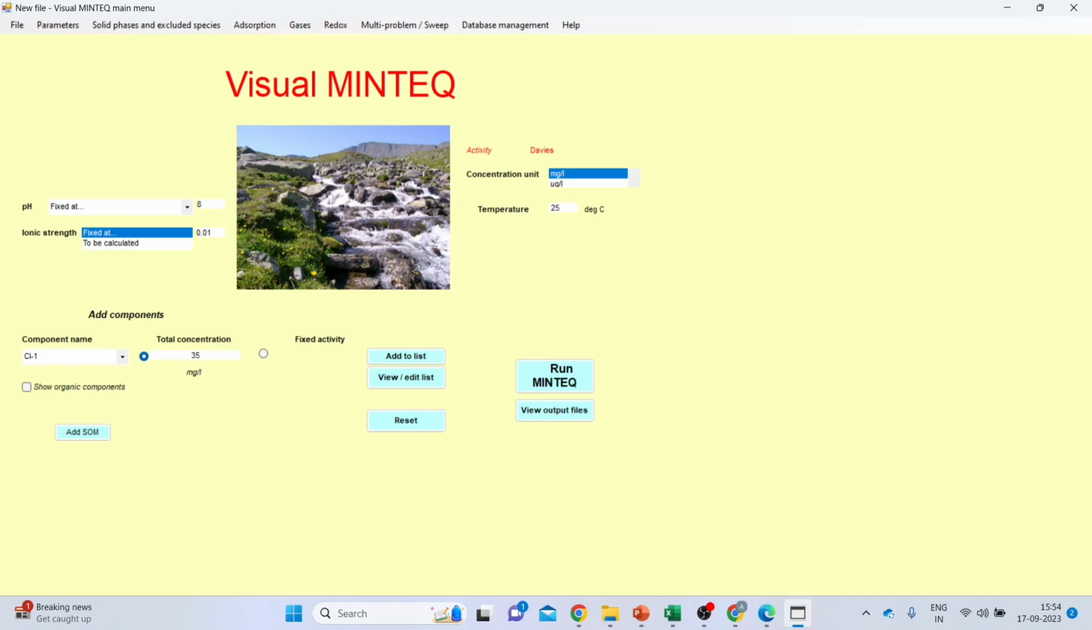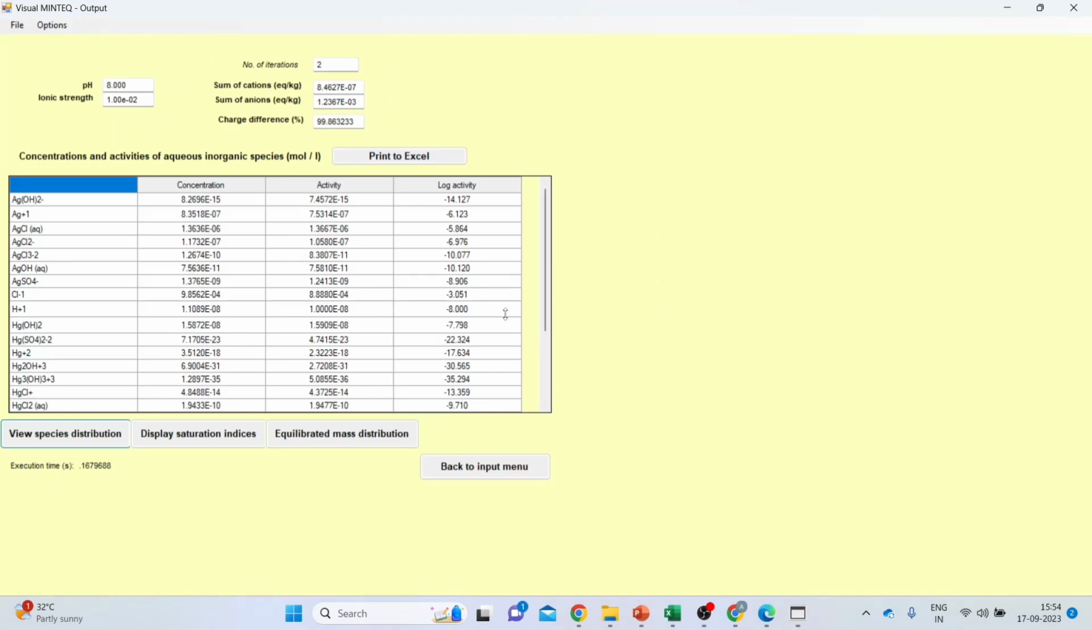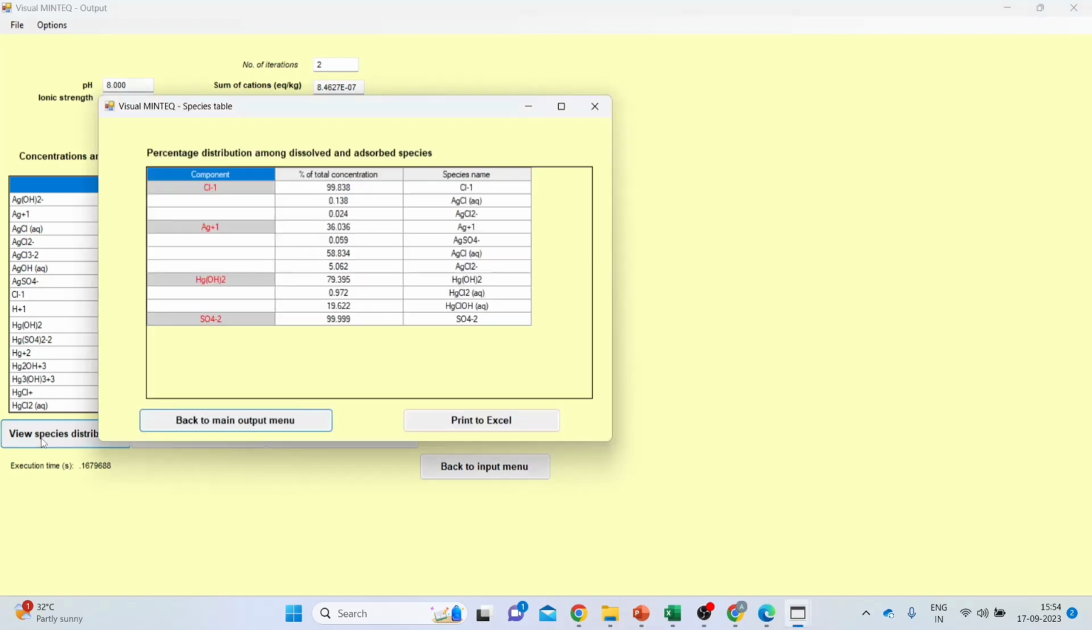So let's run the MINTEQ. We have changed all. Let's run it. So this is the overall species distribution. We can see that the Ag plus concentration here has increased; in the ocean outfall it was, I think, 10 raised to minus 10, but here it is 10 raised to minus 7. And Hg plus 2 was 10 raised to minus 21 in the ocean, and here it is 10 raised to minus 18. So the concentration of free metal ions has increased in the river system.